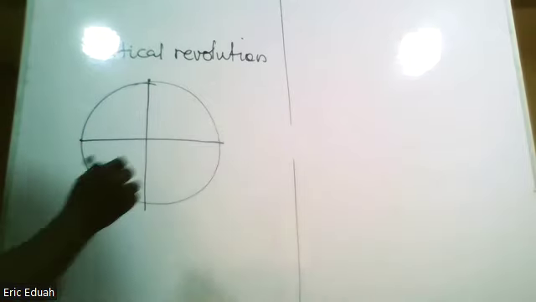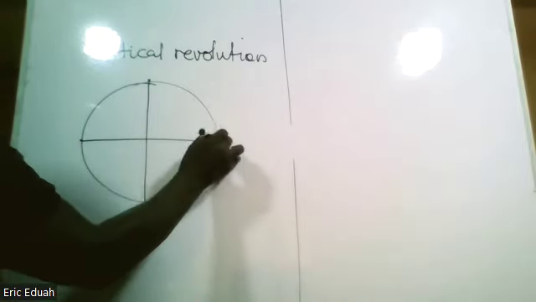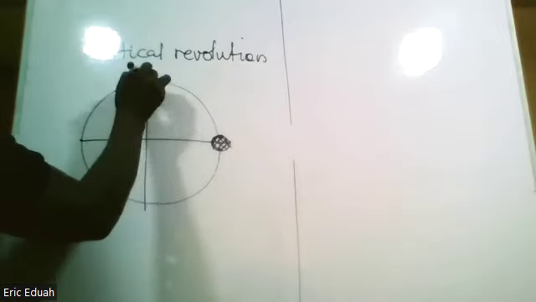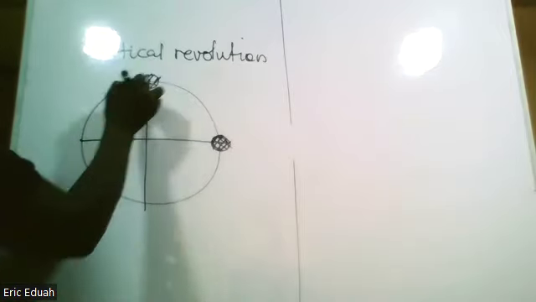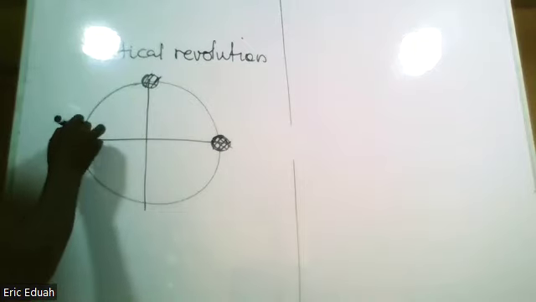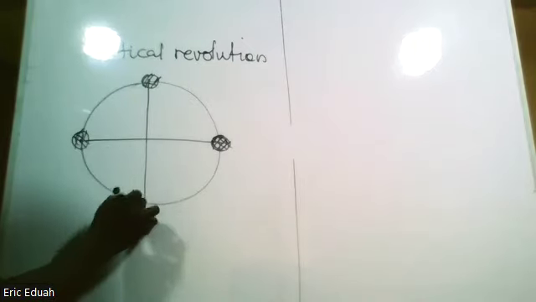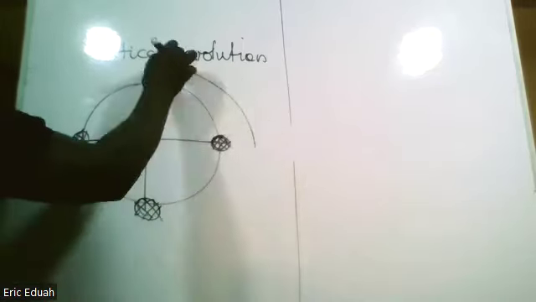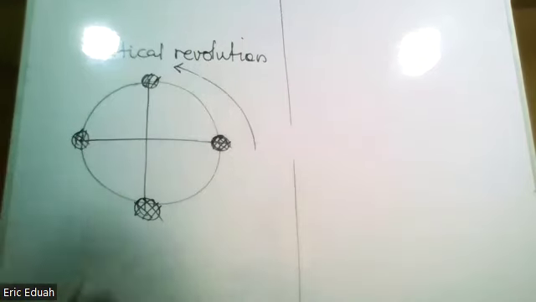The object revolves along the vertical plane. So at one point, the object is here. Another point, the object is here. Another point, the object is here and here. Okay, in that anti-clockwise rotational manner.